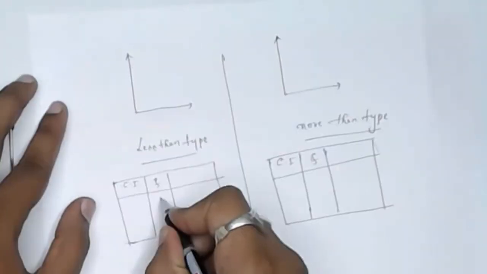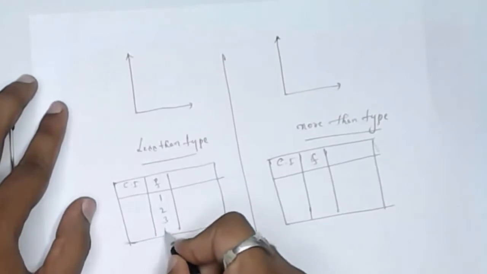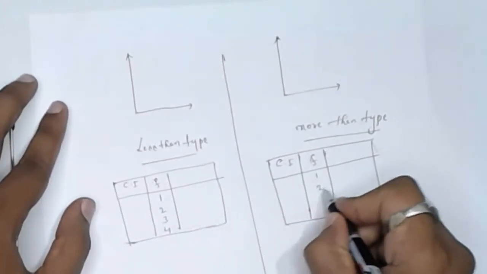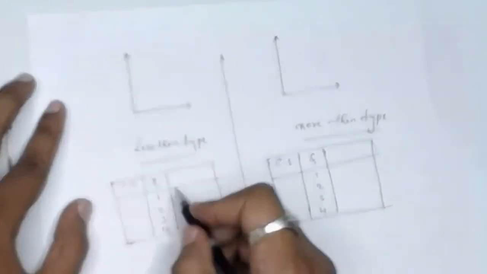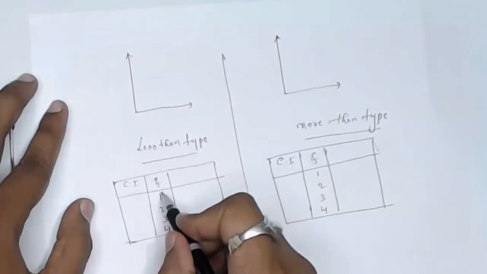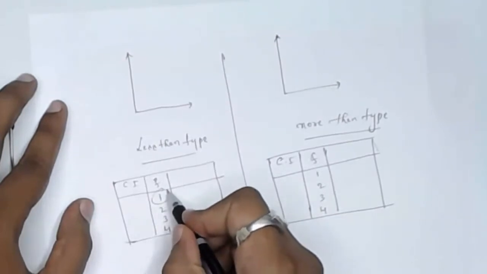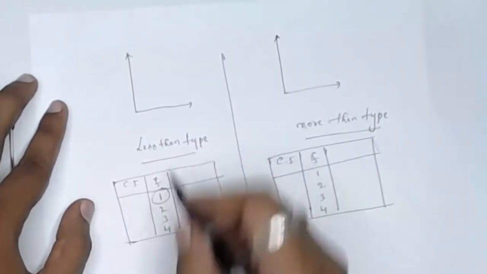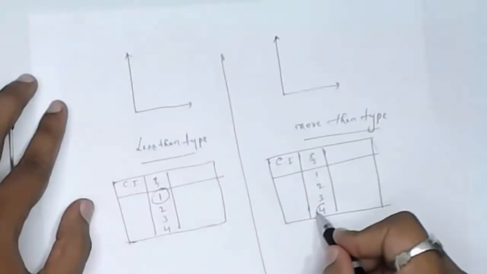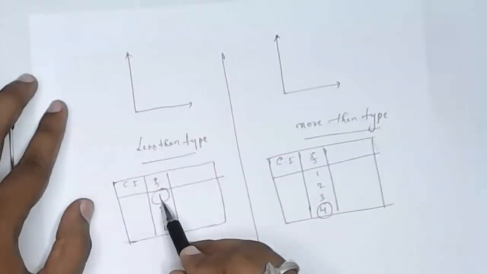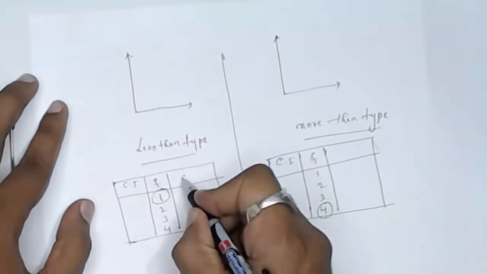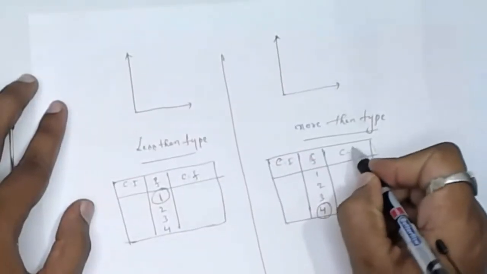Suppose, for example, I take the frequencies here as 1, 2, 3, 4. Here also I will take 1, 2, 3, 4. But in less than type, please remember, we start from here. In more than type, we start from here. This is condition 1. In less than type, from where do we start? From the first digit. In more than type, from where do we start? From the last digit. How? The cumulative frequency.